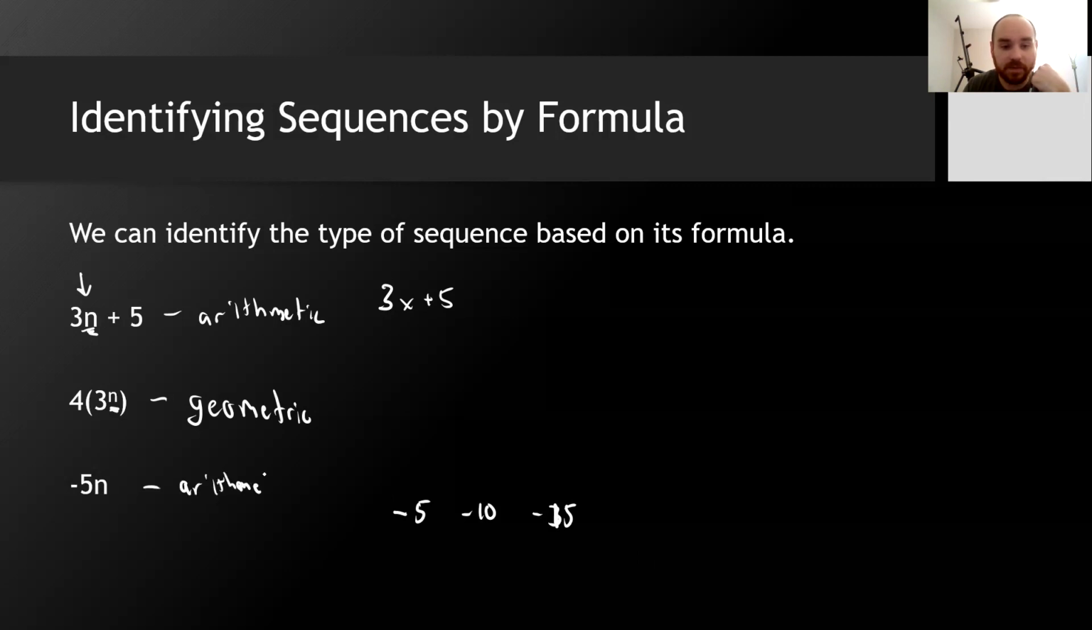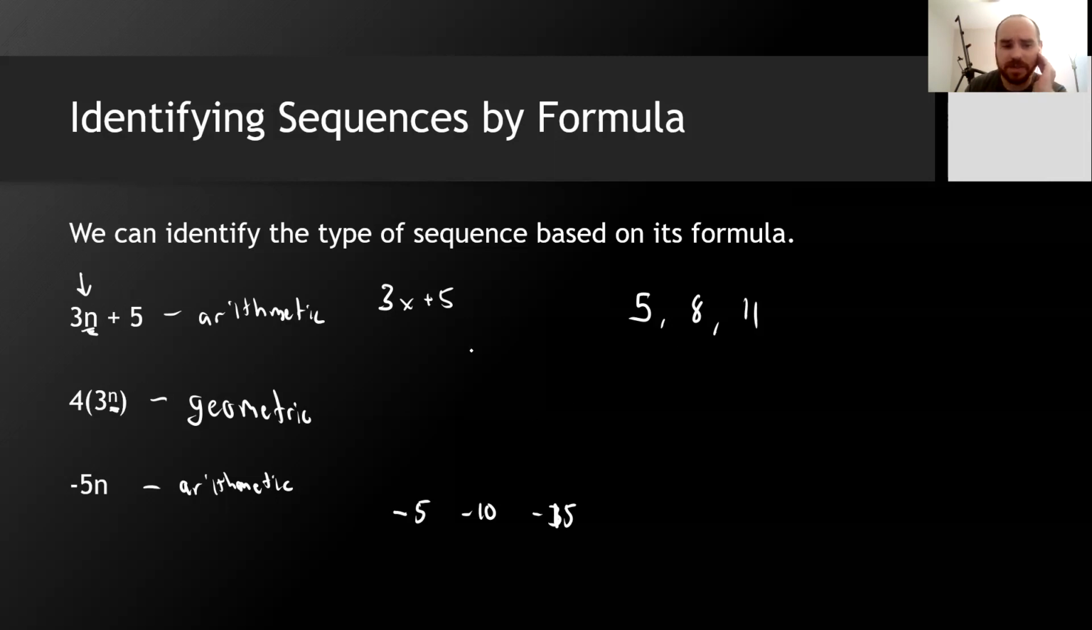Now, if you're ever in doubt, what you can do is just plug in 0, 1, 2, 3, 4, whatever, to solve for these. So like if I plugged in 0 here, I'd start with 5. If I plug in 1, I have 1 times 3, which is 3, plus 5, which is 8. If I plug in 2, I have 2 times 3, which is 6, plus 5, which is 11. So you can see that that's an arithmetic sequence right here.